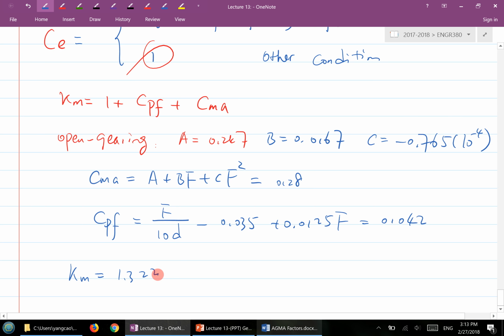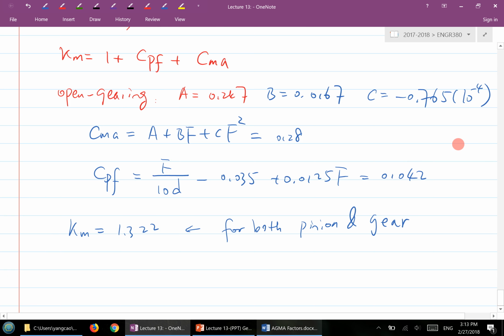There's no differentiation here, so this is the same value for both pinion and gear. Is that good? That's Km.